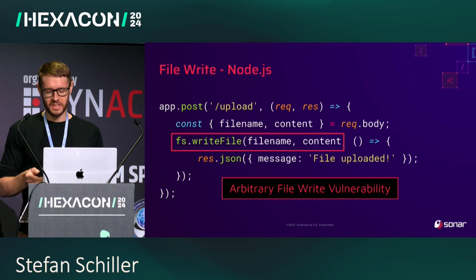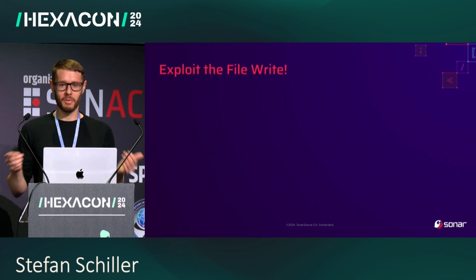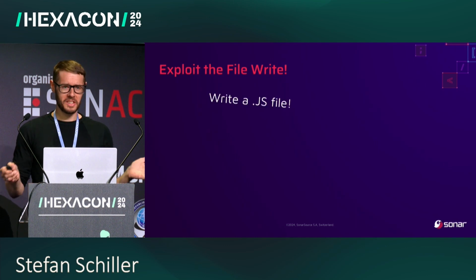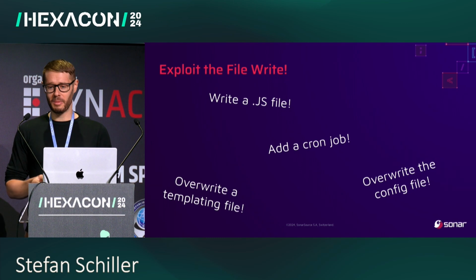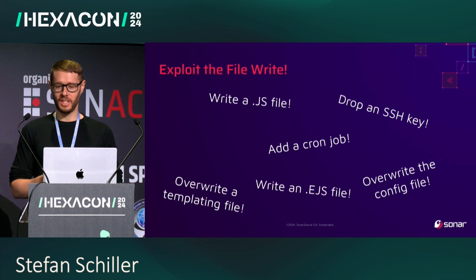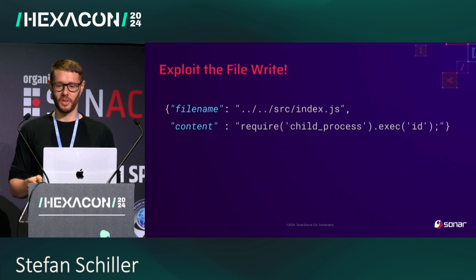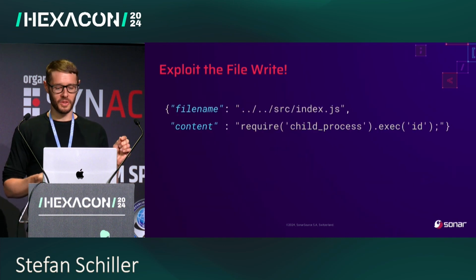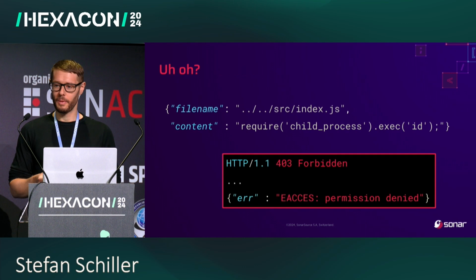And I could already feel the rush and excitement of an incoming reverse shell connecting to my machine, and my brain was flooded with thousands of thoughts. Write a JS file, overwrite the config file, add a cron job, overwrite the templating file, drop an SSH key, overwrite an EJS file, overwrite the JSON file. OK, let's just start with the first thought. If we traverse to the source code folder and overwrite the index.js file, so that it executes an arbitrary command, we probably gain, wait, what, 403?